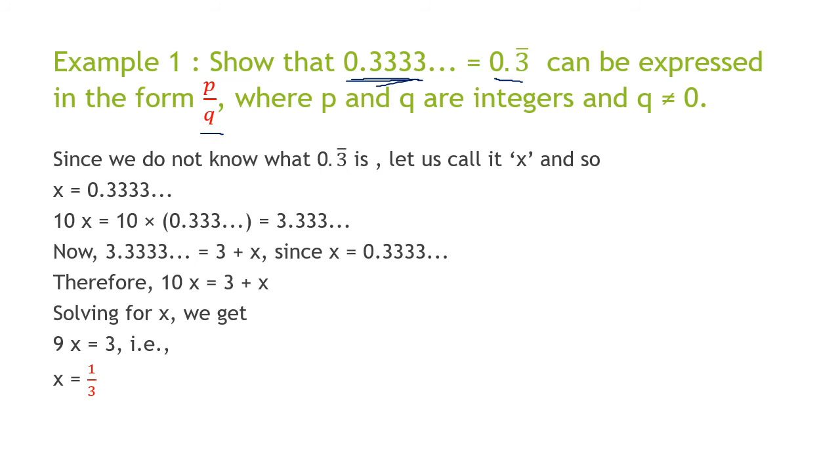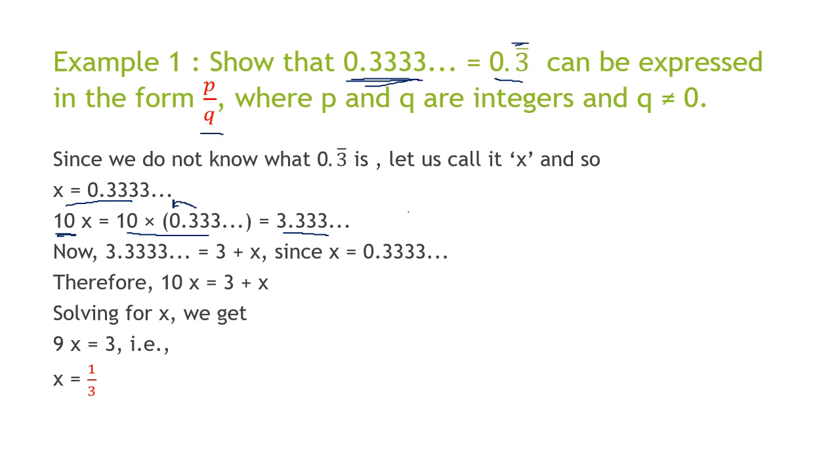This unknown number, this non-terminating decimal, let me call it x. Now in this x, how many digits are repeating? Look at the bar. Only one digit is repeating. So I multiply it with 10. So when I multiply 10 by 0.3333, the 3 shifts a decimal point. Yes, one decimal point is shifted because you multiply by 10. So now it became 3.333 and so on.